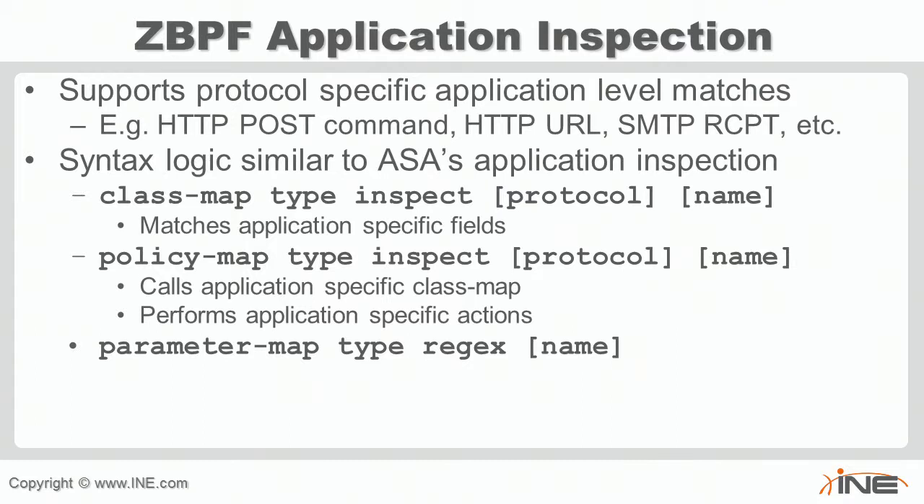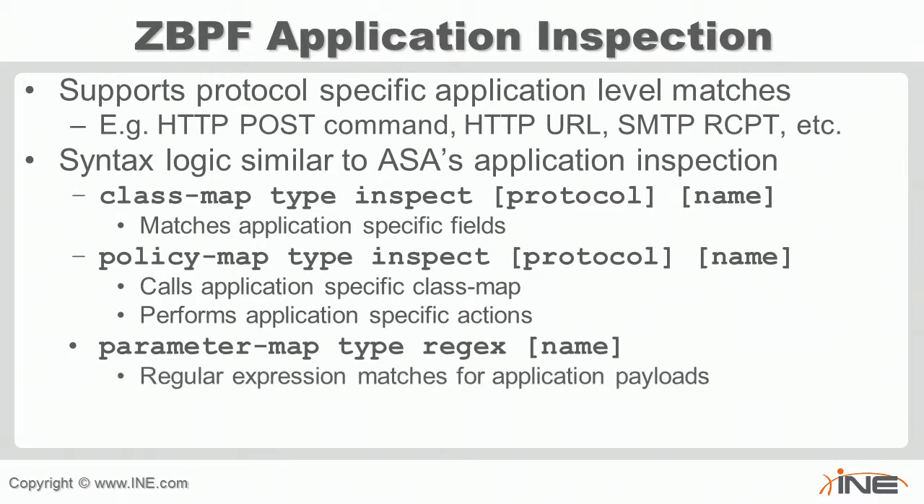In the case of the parameter maps for the application inspection, most of the time we would be calling regular expression parameters, because this is going to allow us to match any type of arbitrary string inside the application payload. So I could say look inside of the mail payload and filter out this specific keyword based on the regular expression string, or the same case for the HTTP URLs.